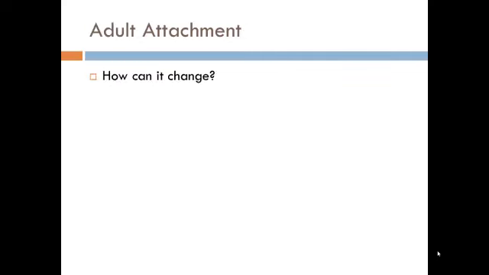So can your attachment change then? If it's the case that it is set by the time you're 18 months old, are you screwed if you have an insecure attachment? Like I just said, 75% of us have the same attachment now, but 25% of us don't. So that does say it can change. And the question is how? If you have an insecure attachment and you are able to find someone in your life who's securely attached, who's able to help you model securely attached behaviors, then you might be able to develop those.